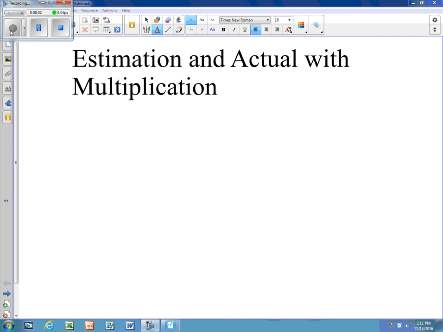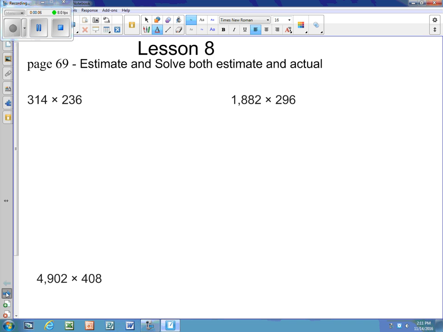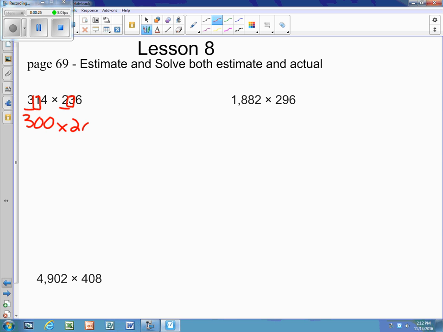This is Module 2, doing the estimation and actual with multiplication. Okay, the first thing we have to do is we're going to estimate. We always round to the largest place value. So we'll underline the 3, we'll box the 1. That makes this 300. We underline the 2, we box the 3, that makes that 200.